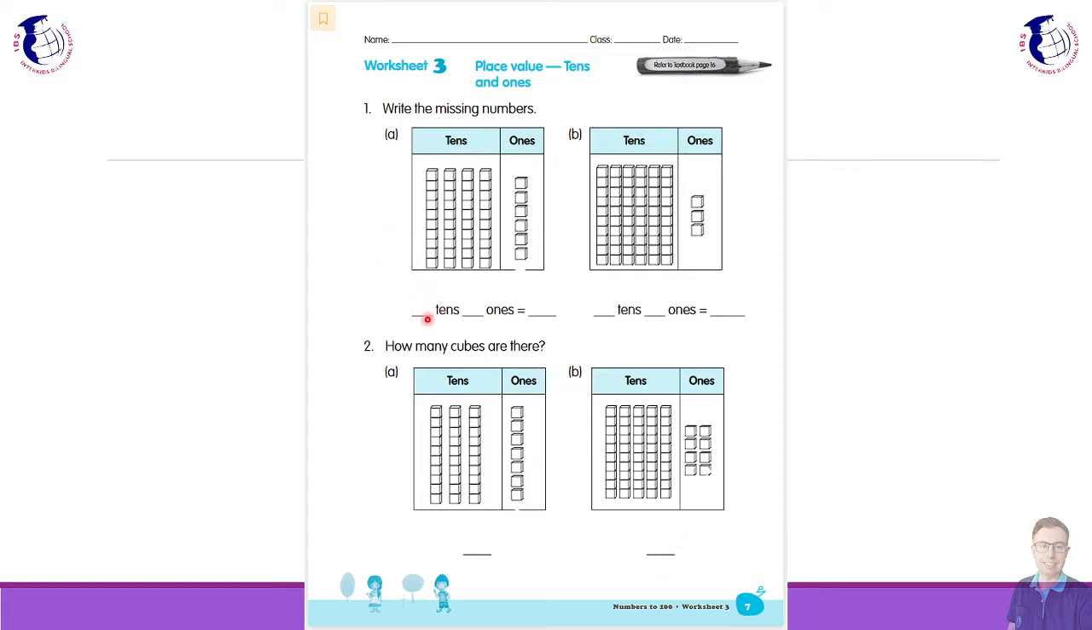So what this is asking us is how many tens are there? So in each one of these long lines of blocks, there are 10 of them. So you've just got to count how many there are and write the number there. So remember, be careful, this is the number of tens, not the total number of blocks.